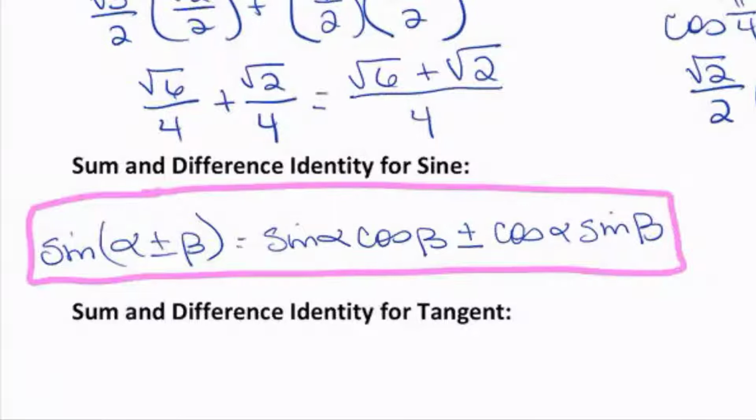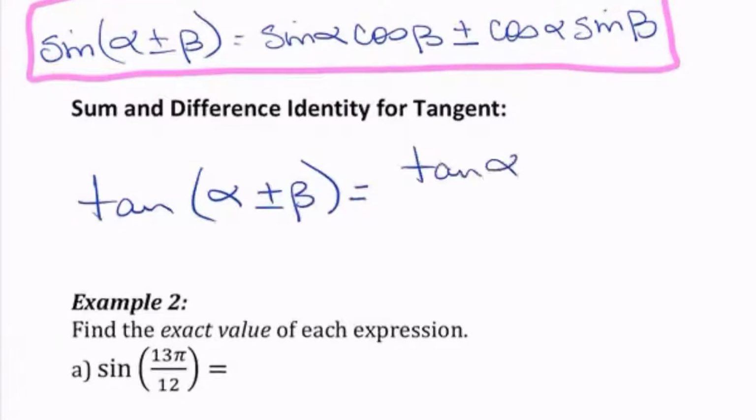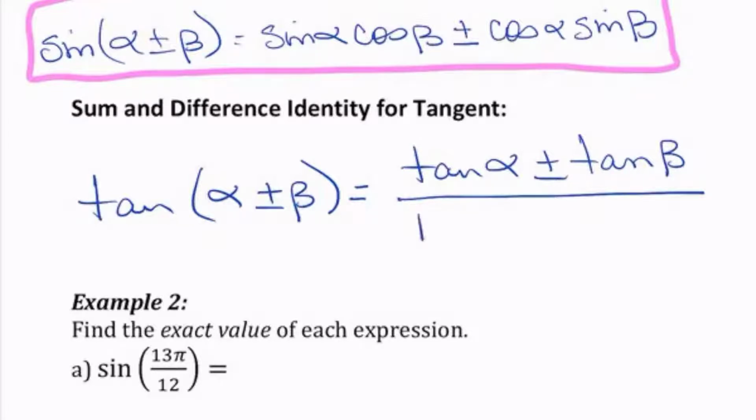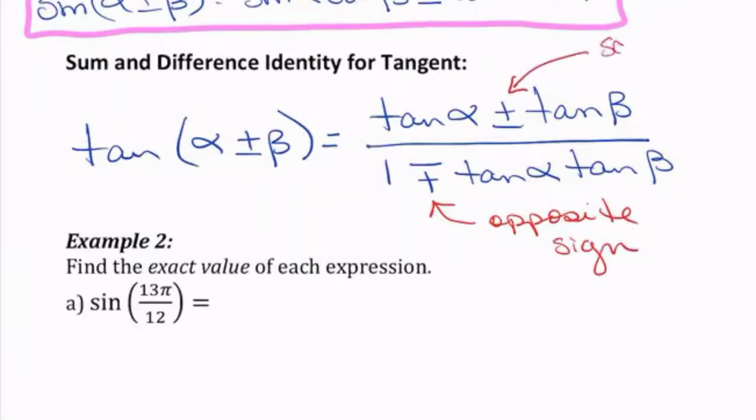And now we want to do the sum and difference identity for a tangent. So tangent of alpha plus or minus beta equals tangent of the first angle. We keep the sign on top, plus or minus the tangent of the second angle beta. This is going to be a fraction. All of that is divided by 1, and then we change the signs. So minus plus tangent of the first angle alpha times tangent of the second angle beta. So again, this means opposite sign, and this means same sign.